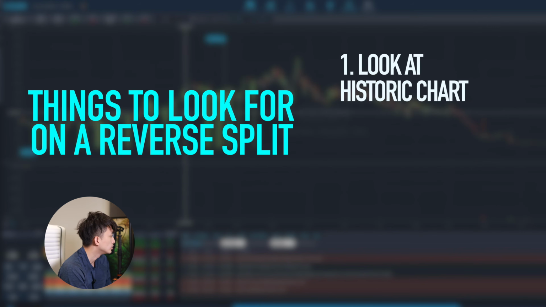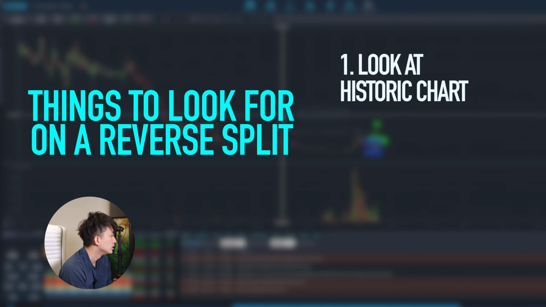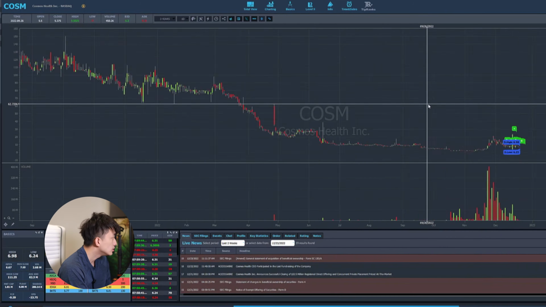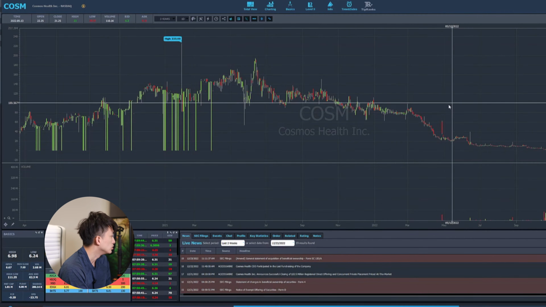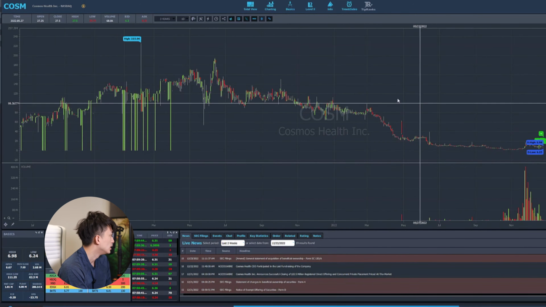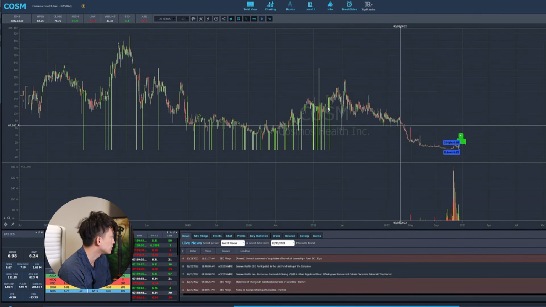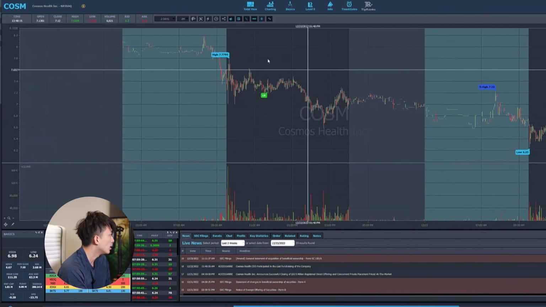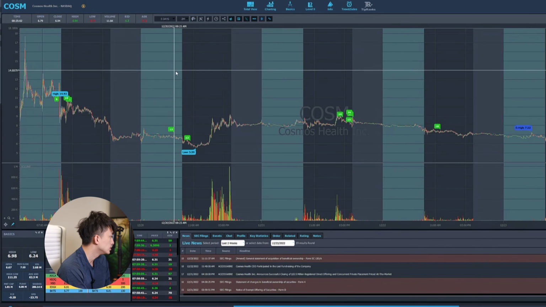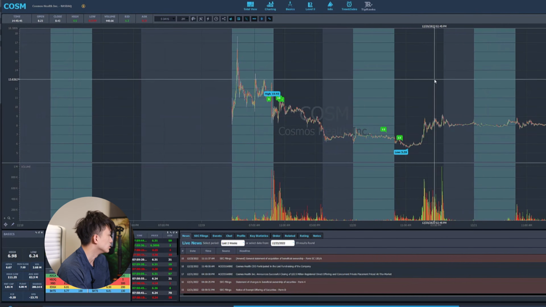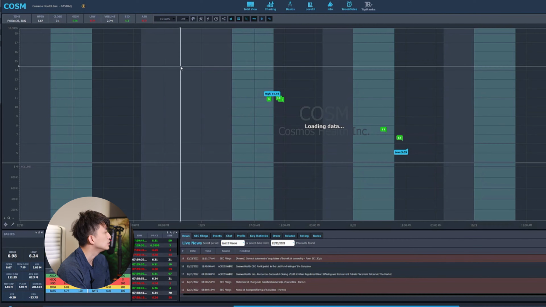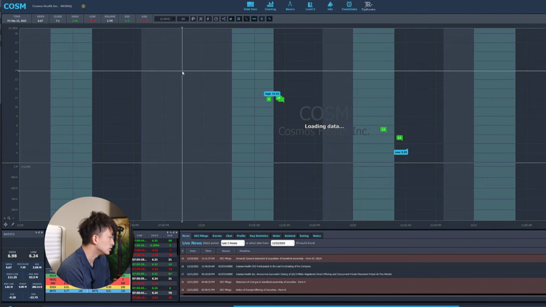First of all, whenever you want to trade a reverse split, you want to look at the historical chart. Has this ticker been doing reverse splits again and again and again? As you can see, the ticker has been doing reverse splits a long time ago. And how a reverse split really works is the ticker reduces its float to either a micro float or nano float. Then after that, it squeezes the shorts on the first or second green day.